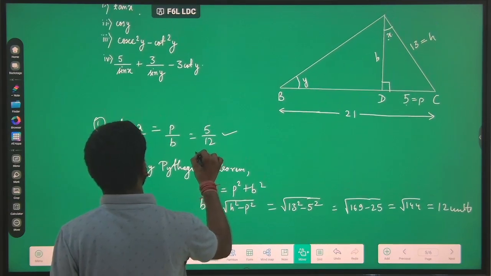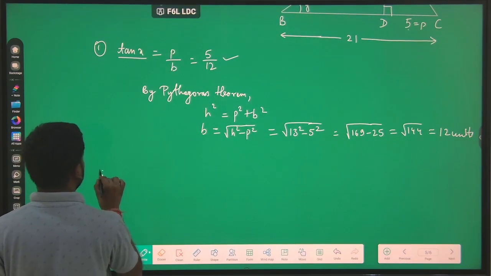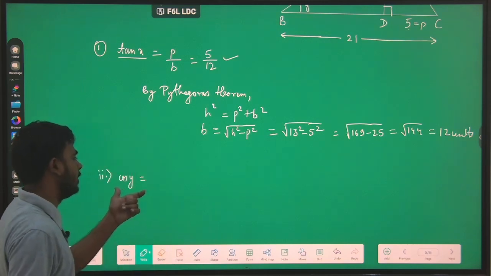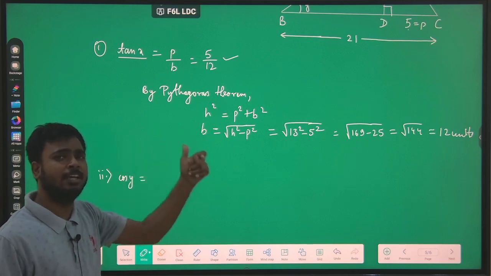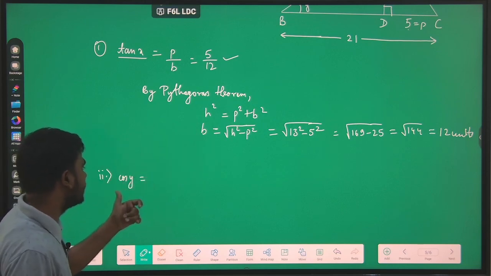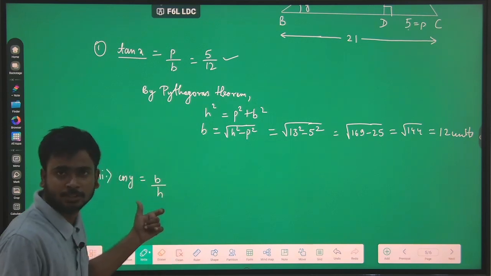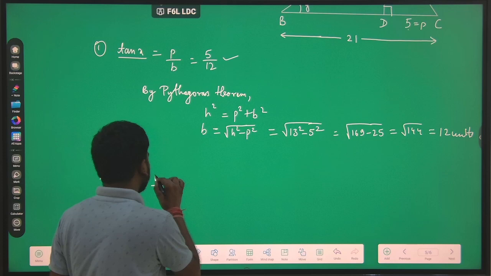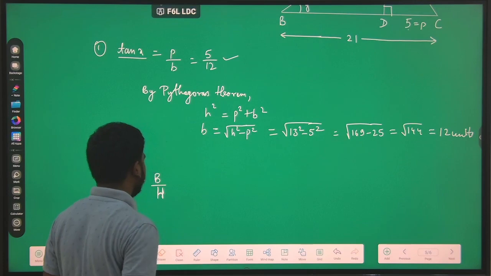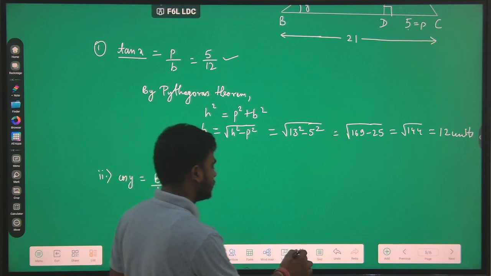Our next thing is to find the value of cosine of angle y. What will be the cosine of angle y? For angle y, whatever will be the p, b and h, according to that, the value of cosine of y will be base upon hypotenuse. Let us consider that this angle y has bigger B as base and bigger H as hypotenuse.